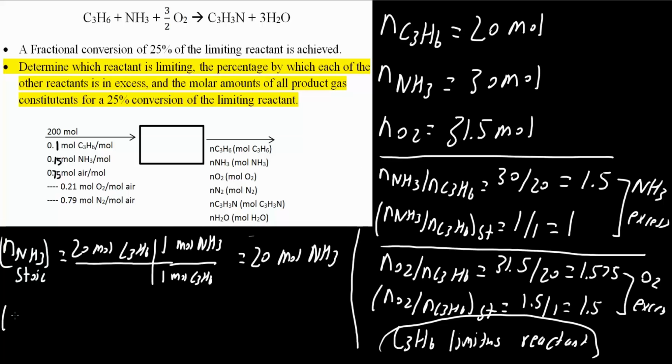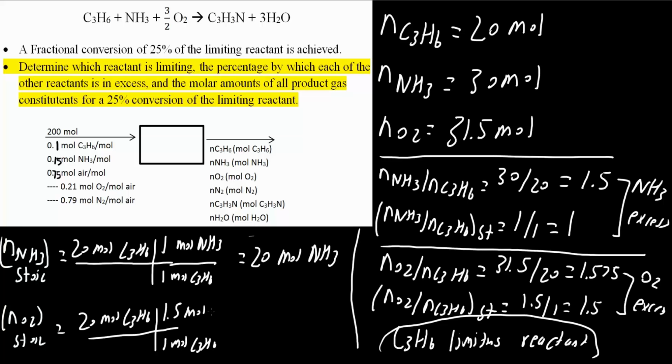Likewise, we will do oxygen. So N oxygen, stoich, is going to give us, so you have 20 moles going in of C3H6. That's the limiting reactant. And we have 1 mole of C3H6 and then 1.5 moles of oxygen. And that's going to give us 30 moles of oxygen. That would be the ideal situation, not 31.5.